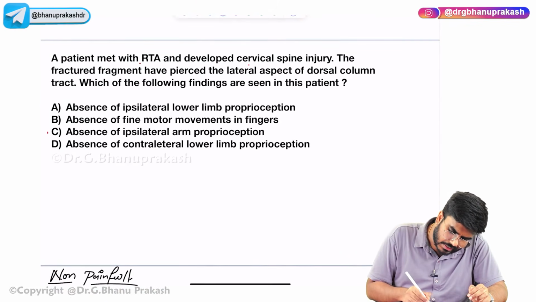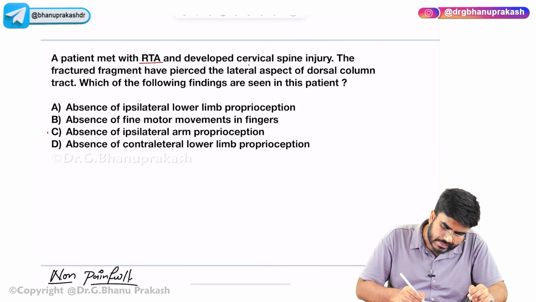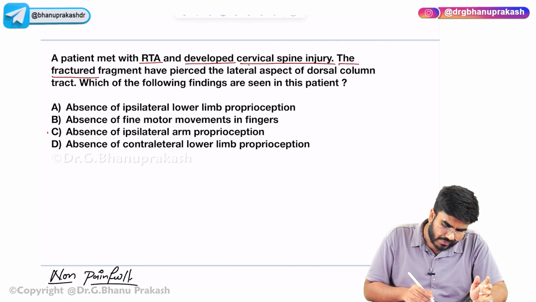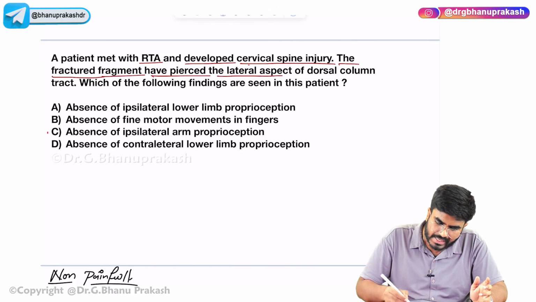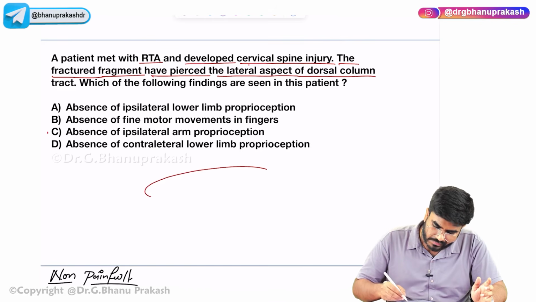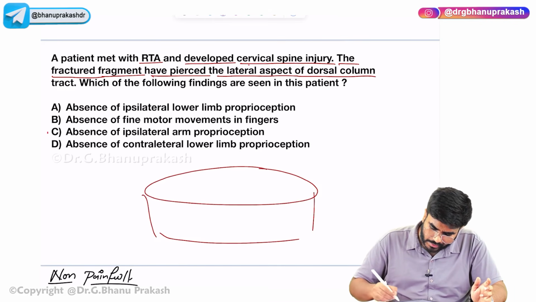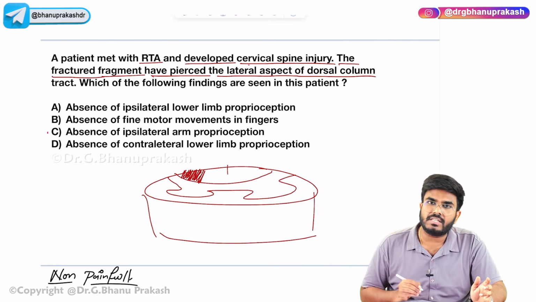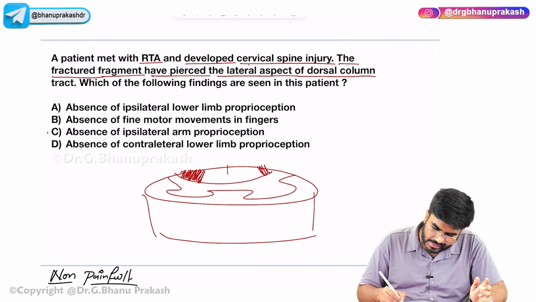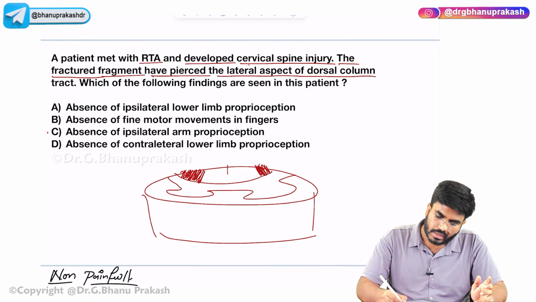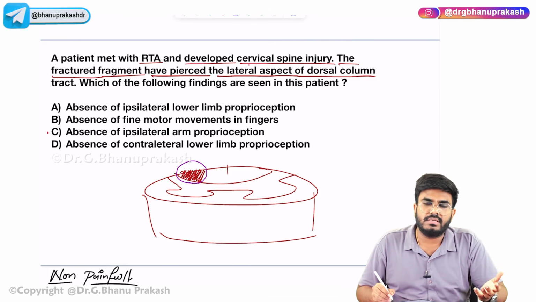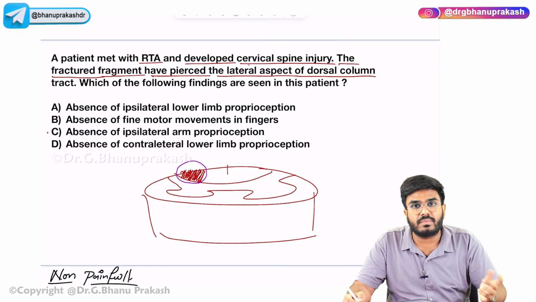Next, look at this. A patient met with an RTA, road traffic accident, and developed a cervical spine injury fracture. The fractured fragment of the bone has pierced the lateral aspect of the dorsal column. Already I have explained this to you. If this is the spinal cord, which area is getting pierced? The lateral aspect of the dorsal column. Now you tell me, in this lateral aspect, which tract will be there? There will be the fasciculus cuneatus. Fasciculus cuneatus is carrying what? Advanced sensations from the upper limb.